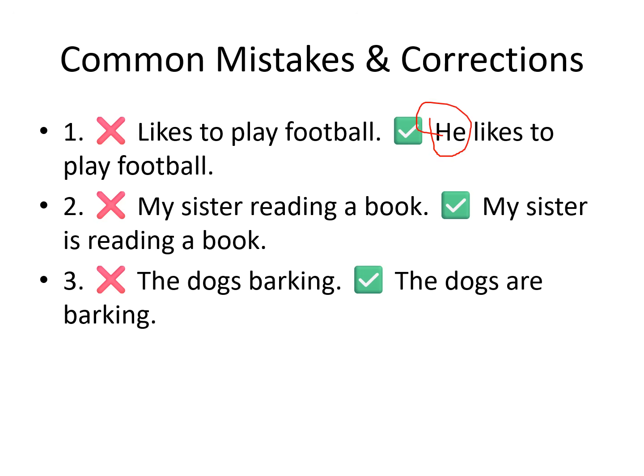Second, my sister reading a book. Again, we do not have a verb like is. So we need a verb like is. So the correct sentence is my sister is reading a book. The dog's barking. Again, we need the correct verb. So the correct answer is the dogs are barking.